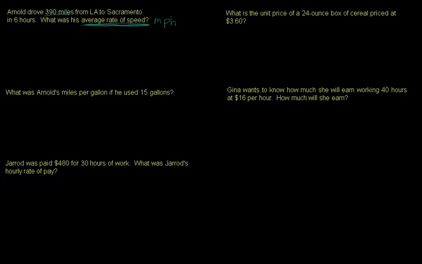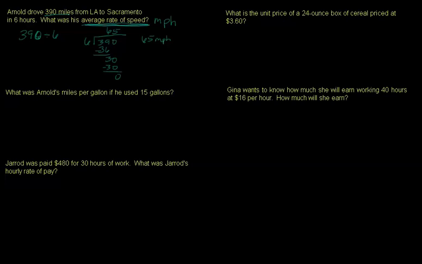So 390 divided by 6. 6 goes on the outside, 390 goes on the inside, and we get 65. So they're going 65 miles per hour. That's what they're averaging. He could go a little bit higher at times, a little bit lower, but his average is going to be 65 miles per hour. Doesn't mean that he stayed that way.